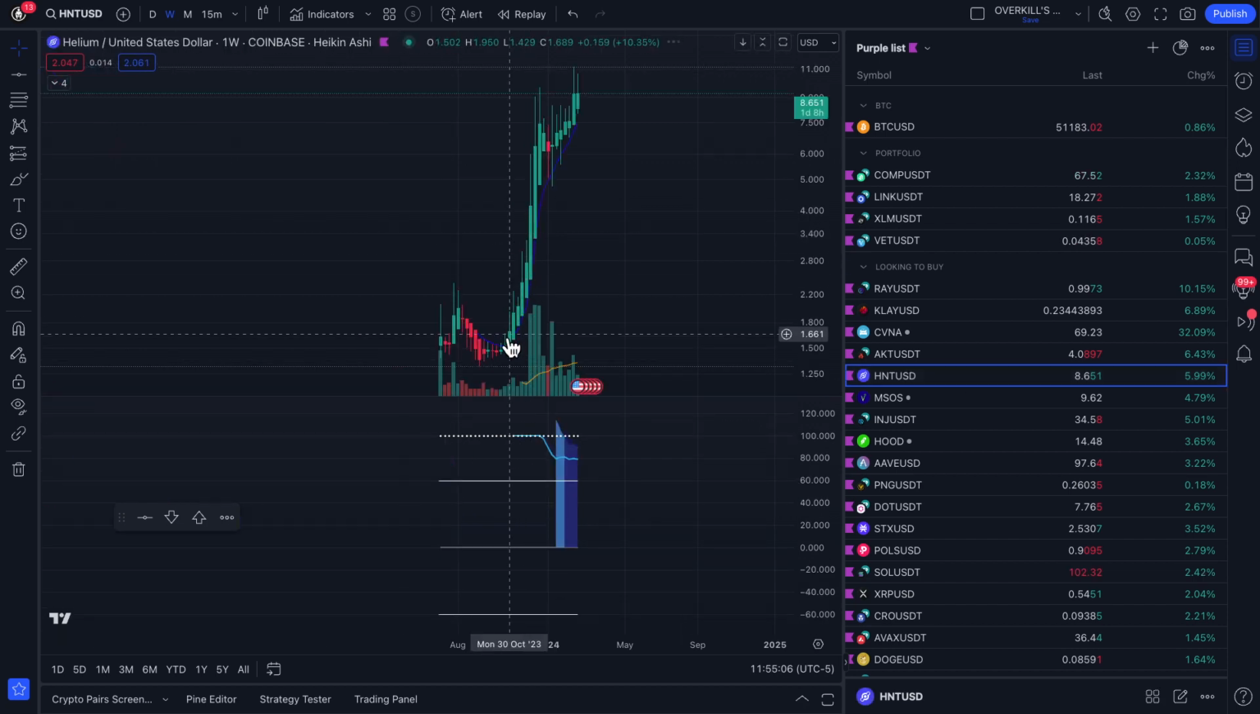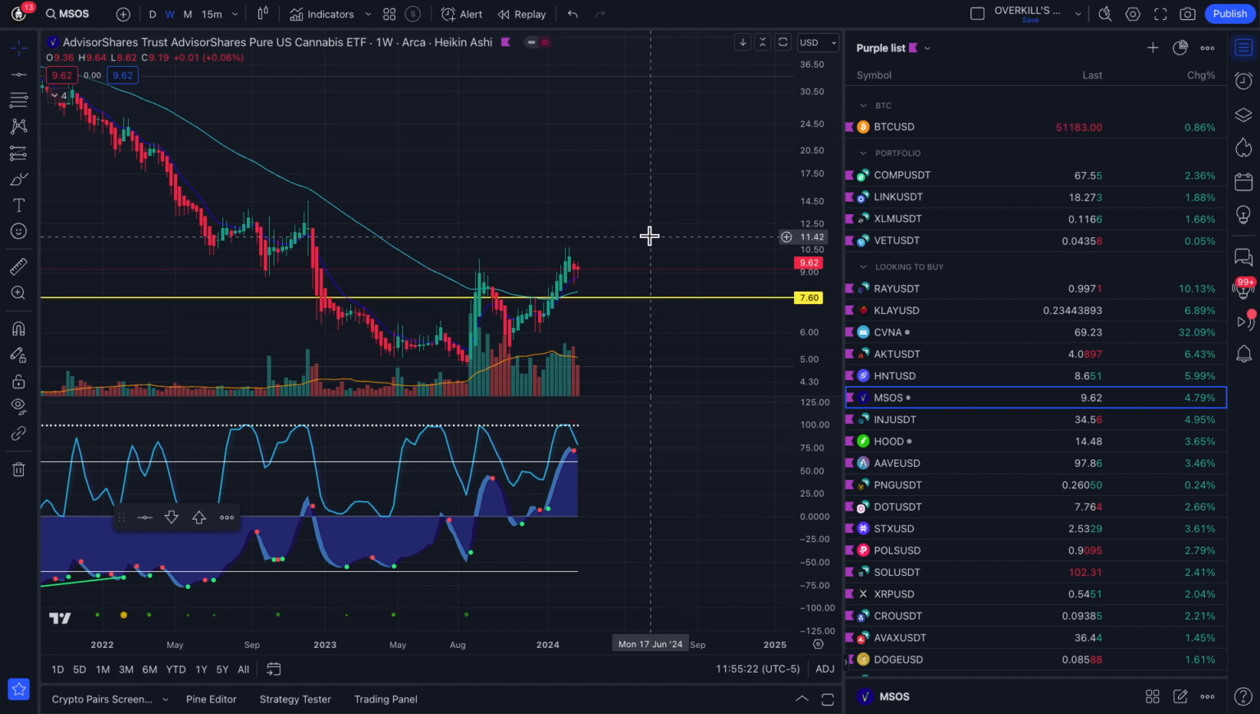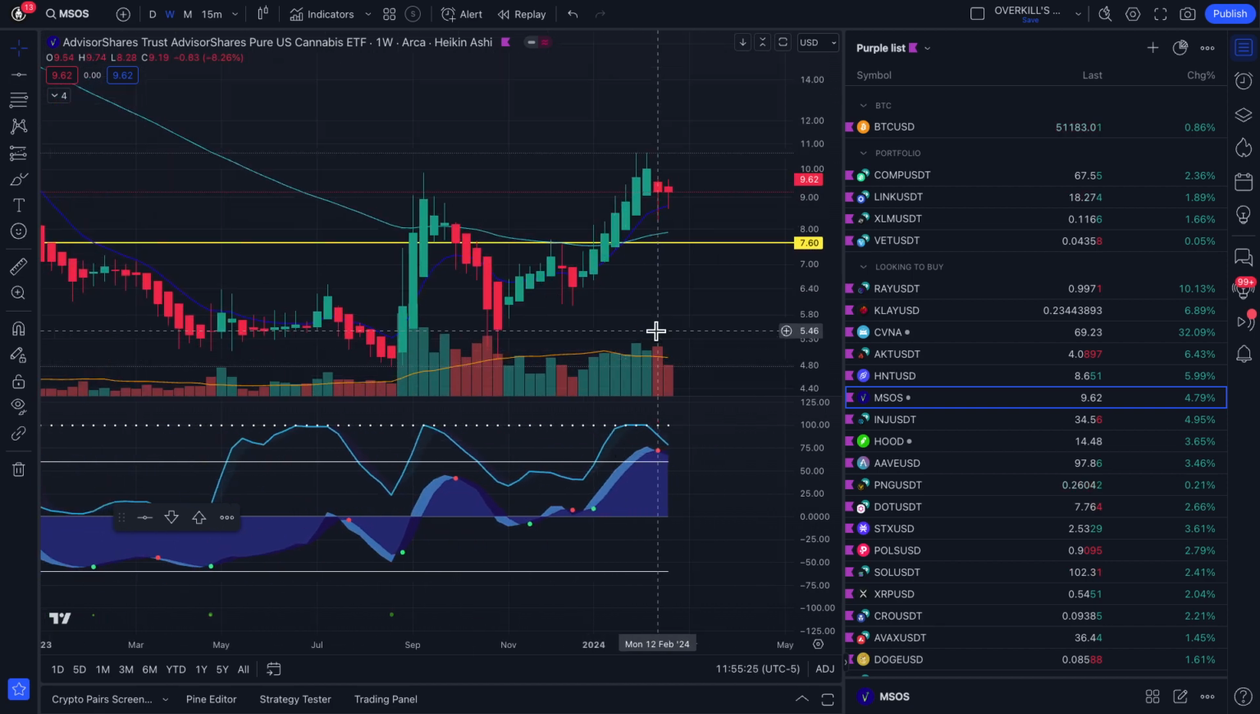That run was insane. I just don't even want to do the math. 860%. Okay, that's wild. Here's MSOS. I believe this is our cannabis ETF. It's not looking bad here. Okay, I wouldn't touch it yet. I'd use a stop loss around 7.60. That'd be my target to buy. Maybe even looking to buy around $8.